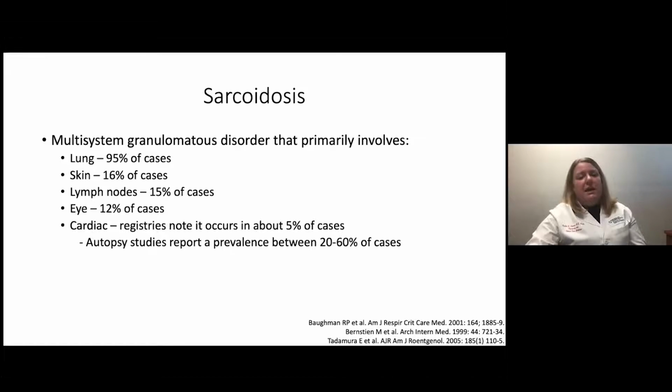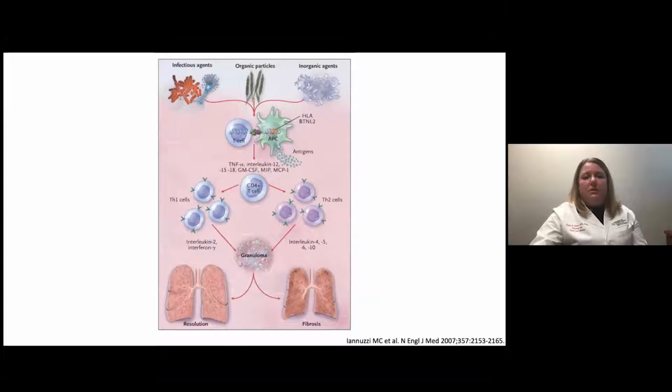to track. Autopsy studies report a prevalence of 20 to 60% of cases, but most registries note it occurs in about 5%. You can also get, more rarely, liver involvement, kidney involvement, and it's often also associated with an inflammatory arthritis that is not characterized by granulomatous deposition, but just inflammation.